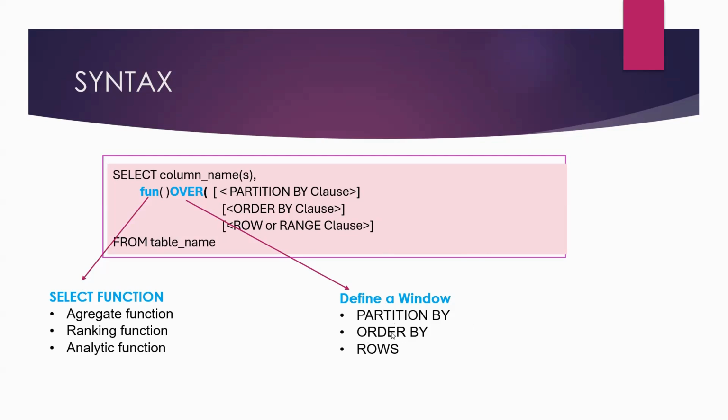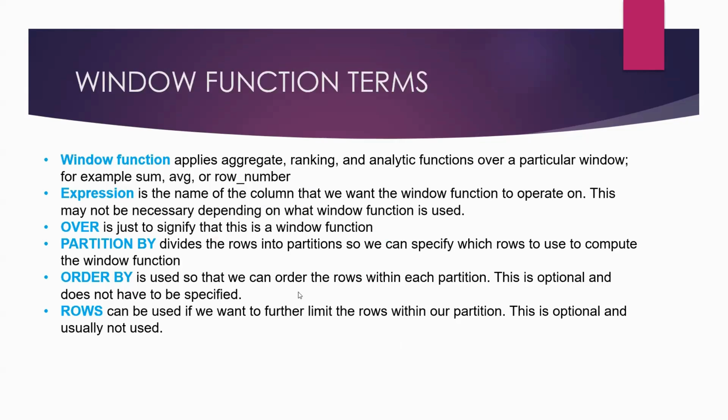Then if you want to sort data, we already know we use the ORDER BY clause. ROWS means we want row-wise information, so that we need to define. Then FROM the table name. So rows or range will decide from which range you want the result. Okay, so this is the syntax.